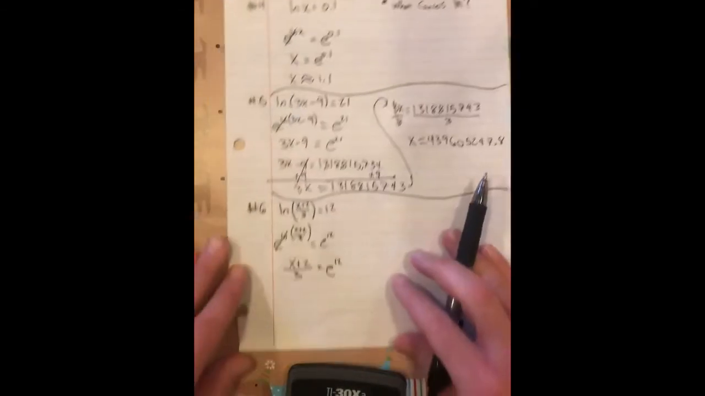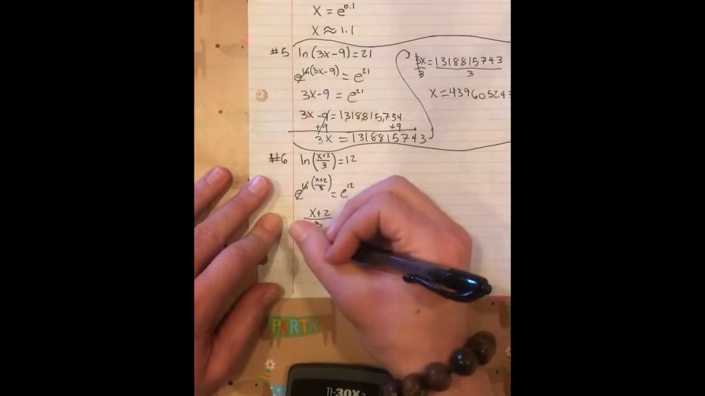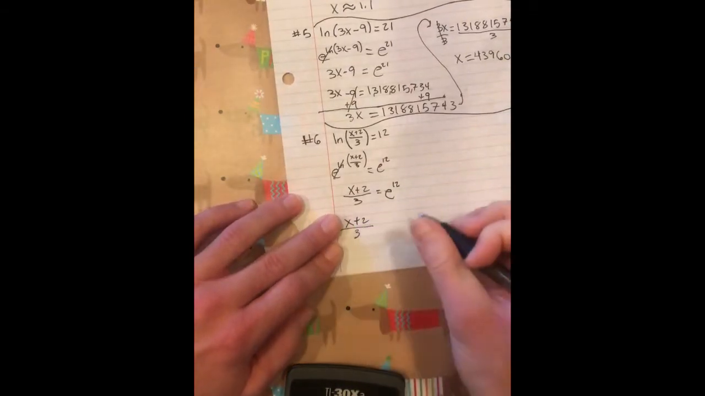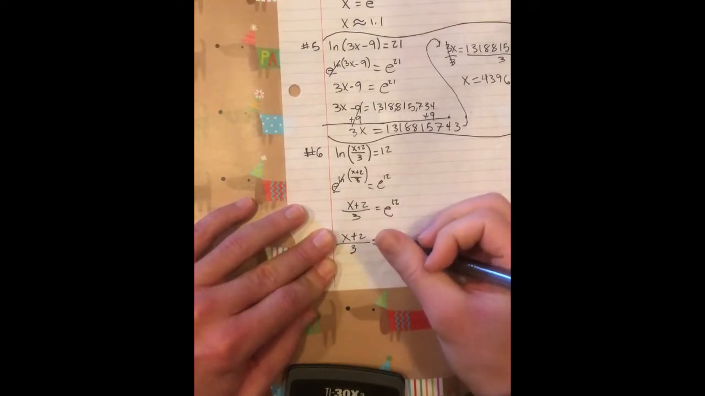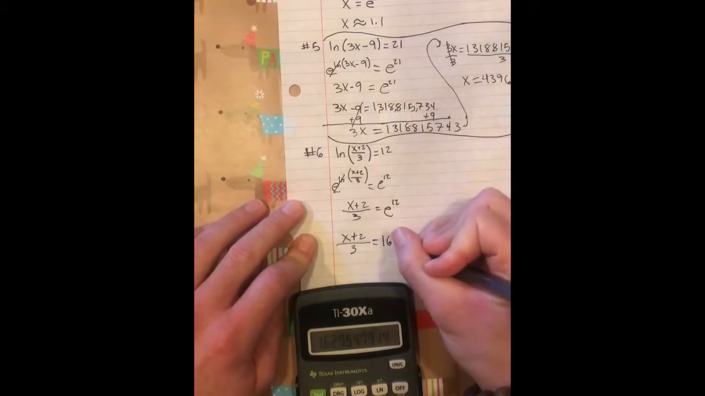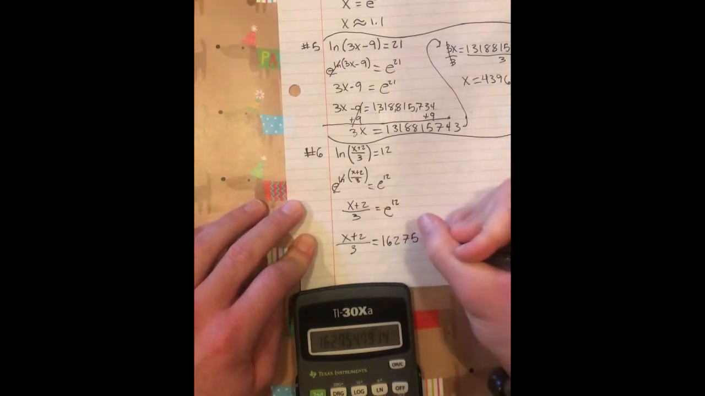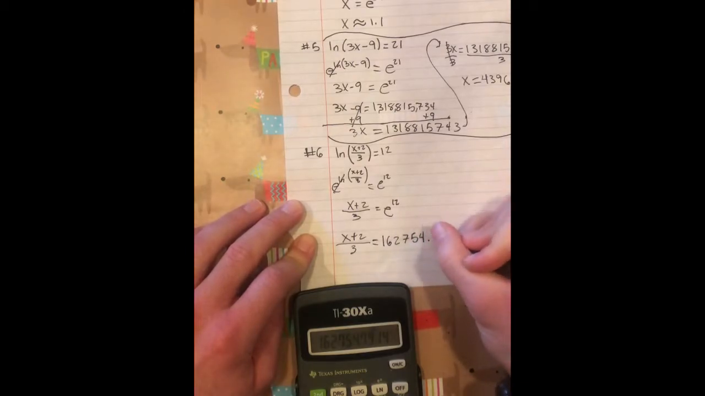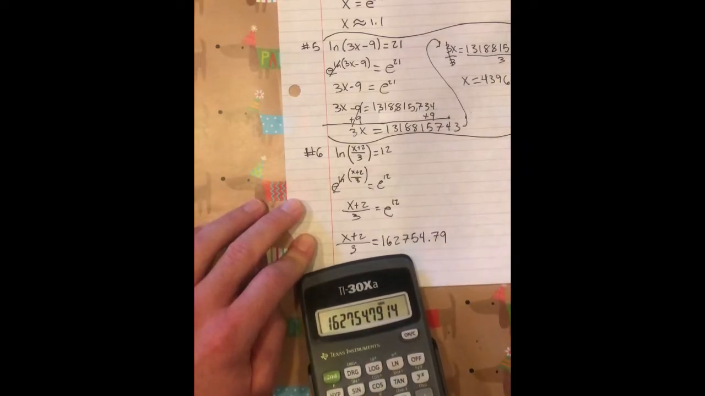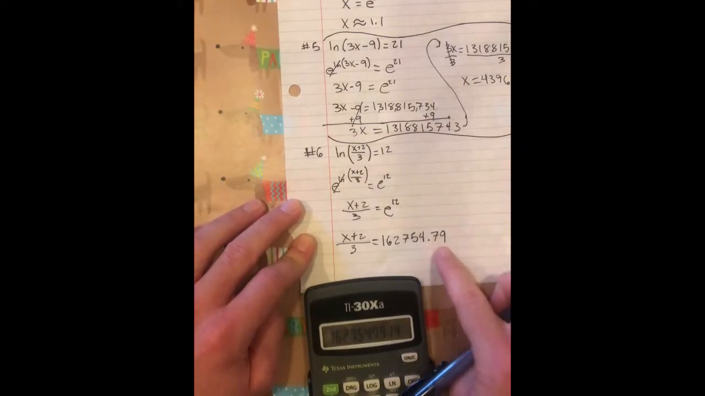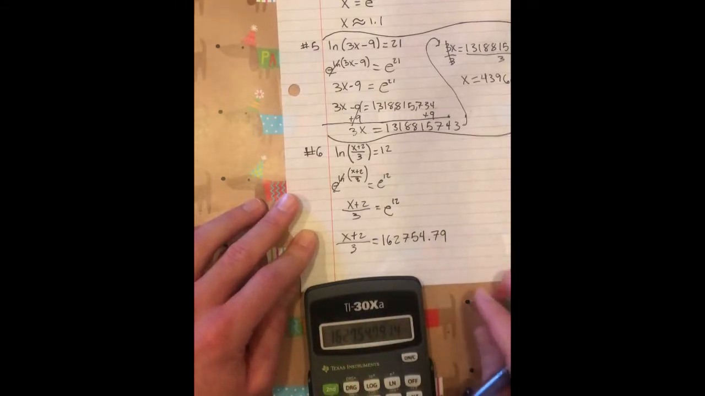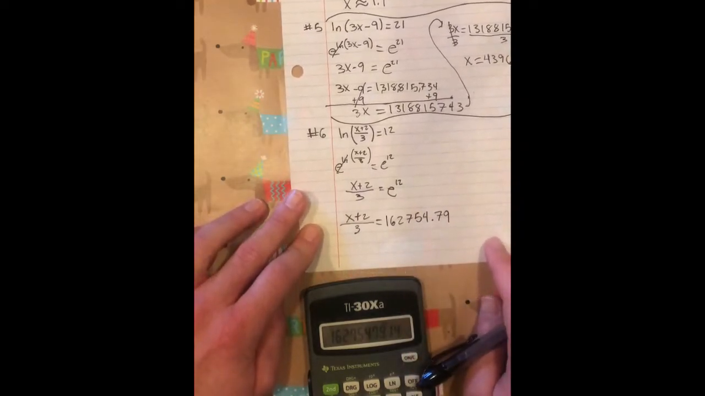So I have (x plus 2) divided by 3 equals, right here, 162,754.79. So it has 0.7914. I'm just going to round and leave it at 0.79, but I'm going to leave this in my calculator and just do my math from there, just so you guys can see it doesn't really matter.